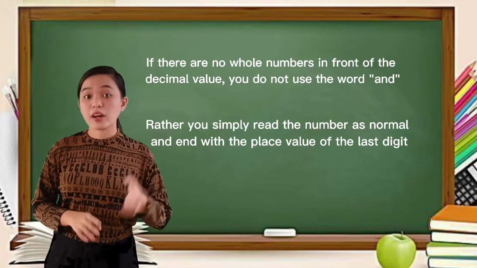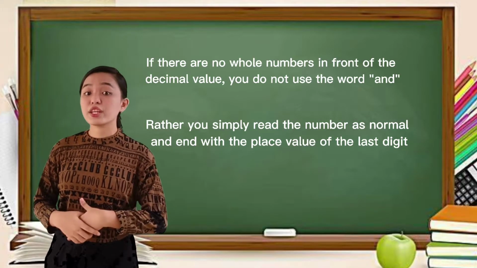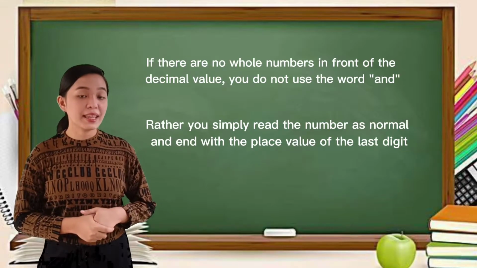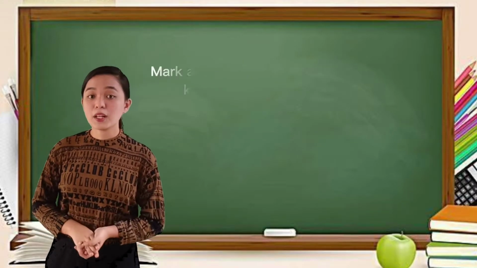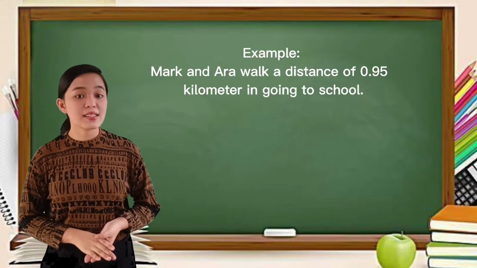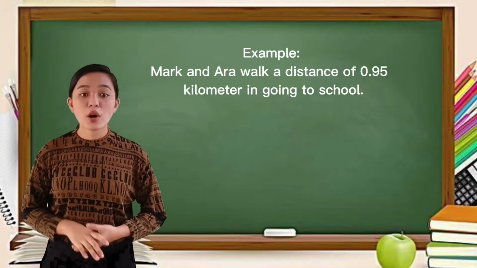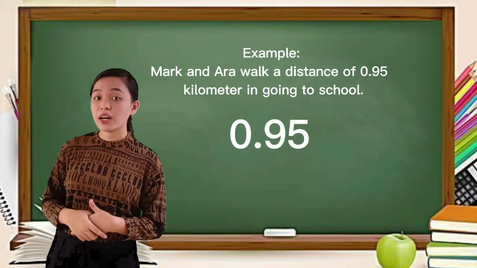If there are no whole numbers in front of the decimal value, you do not use the word "and". Rather, you simply read the number as normal and end it with the place value of the last digit. So for example, Mark and Ara walk a distance of 0.95 kilometers in going to school. So our decimal number here is 95 hundredths.